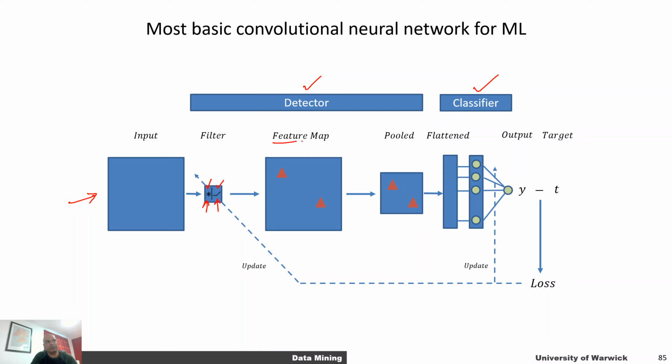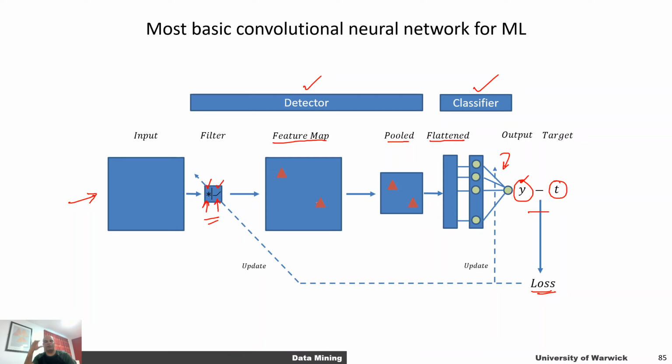That output, which we are now calling a feature map, is pooled. We can use, for example, maximum pooling or average pooling, and then that pooled version is flattened and fed into the classifier bit that generates a prediction label now, rather than generating an image. That prediction label is then compared to a target, and a loss is computed. This loss is going to be used to modify the weights of the classifier part, or the multilayer perceptron part, or the dense part of the network, as well as the filters that you have over here.